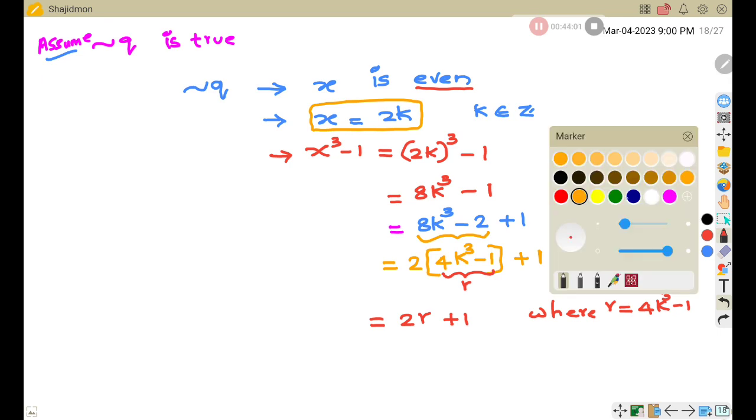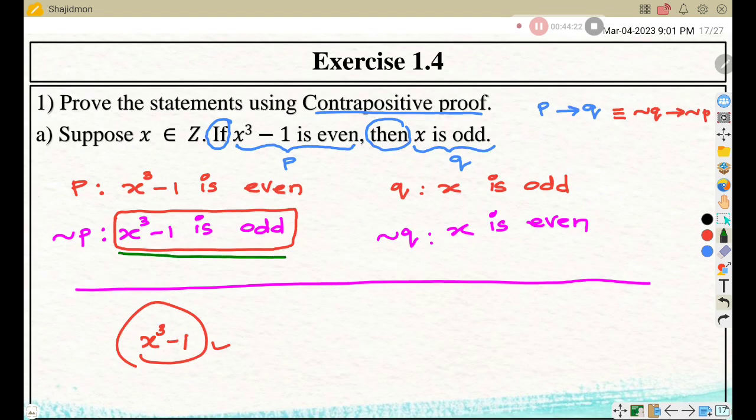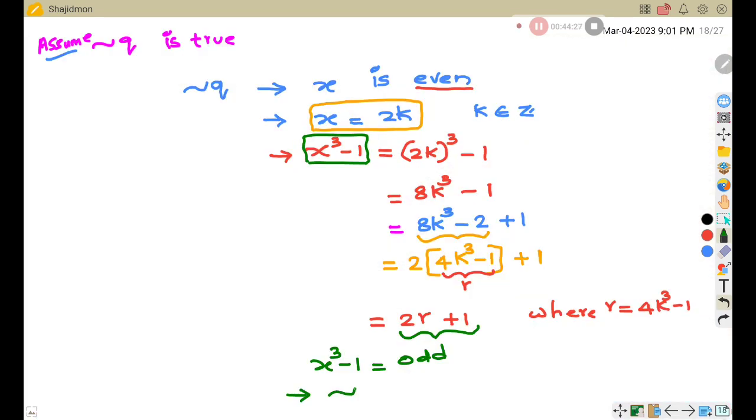2r plus 1, what type of number will that be? It is an odd number, correct? 2r is even, plus 1 means odd, so it is an odd number. So what is the odd number? We started from where? x power 3 minus 1. x power 3 minus 1 is odd, correct? What is the meaning of x power 3 minus 1 being odd? We started here, see, x power 3 minus 1 odd means negation p, correct? So I can write negation p, okay? Where did we start? Negation q true, we started, and we got negation p also true, correct?